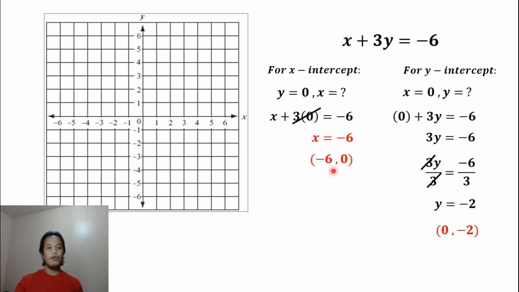We look for this ordered pair in the Cartesian plane. This is our x-axis. This is our negative 6, and this is y for 0. So this is our first point for the x-intercept. Another one is 0 and negative 2, which is for the y-intercept. So our x is 0 and our y is negative 2. So here is the point. So when we connect these 2 points, we can have this line. Okay, so this line is the graph of the equation x plus 3y equals negative 6.